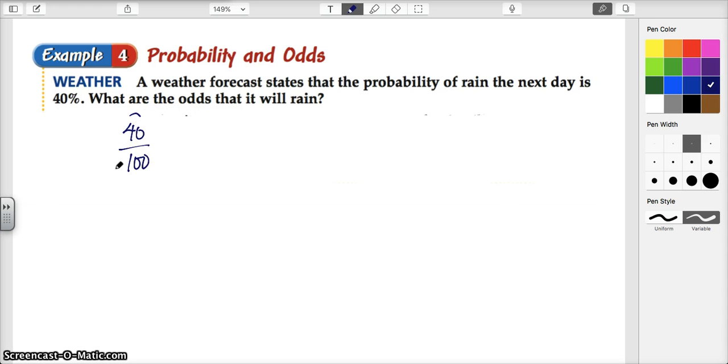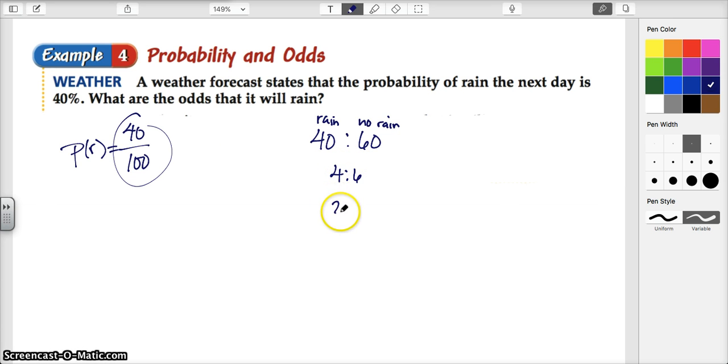And so now this is probability. This is probability of rain. This is not odds. Remember, odds refers to success and failure. So if there's a 40% chance of rain, right, then there's a 60% chance of no rain. And so I can reduce this 4 to 6, which reduces to 2 to 3. It's a 2 to 3 chance that there will be rain. Or I could say the odds are 2 to 3 of rain tomorrow.